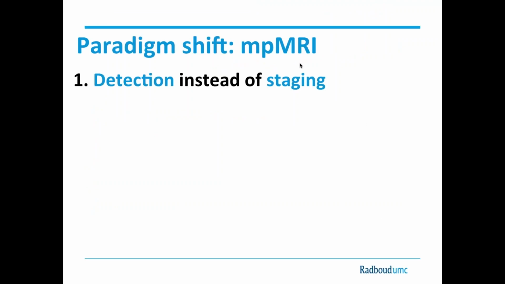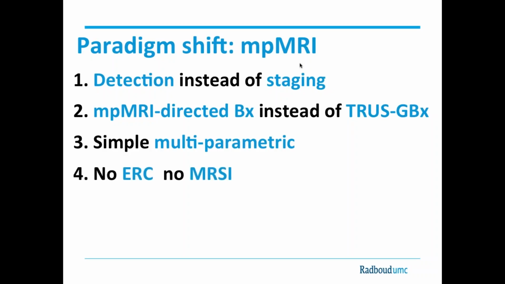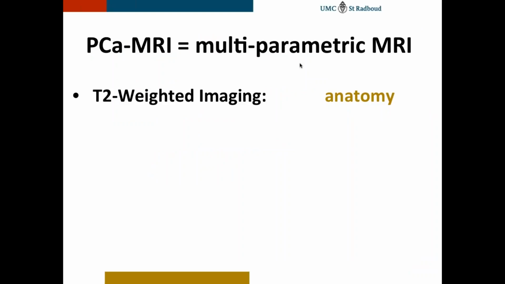So what we've seen in the last 10 years is a paradigm shift by MRI. Instead of staging, we perform it for detection, finding significant cancers within the prostate. We also notice that we are performing more and more MRI-targeted biopsy instead of using the TRUS-guided biopsy. With the addition of sequences like diffusion and perfusion, we came up with a simple multi-parametric MRI of the prostate, and we don't use any endorectal coils, which are used for signal reception close to the prostate, or MR spectroscopy. So what is MRI of the prostate?